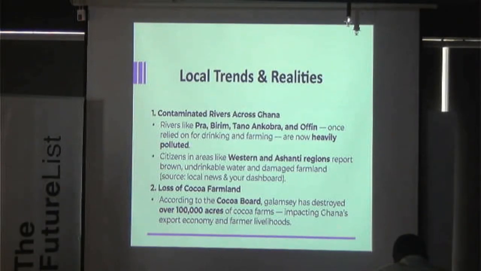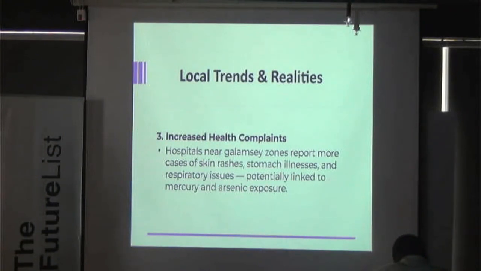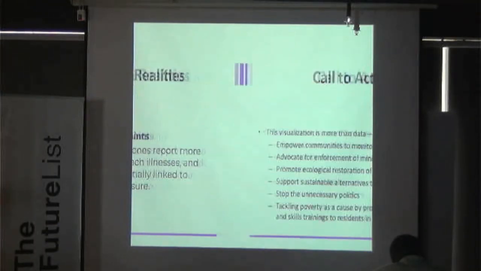Secondly, the Ghana Cocoa Board reported that over 100,000 acres of cocoa farms have been destroyed due to the activities of illegal miners, impacting Ghana's export economy and farmer livelihoods. Thirdly, it has led to increased health complaints, which have afflicted people with skin rashes, stomach illnesses, and respiratory issues.